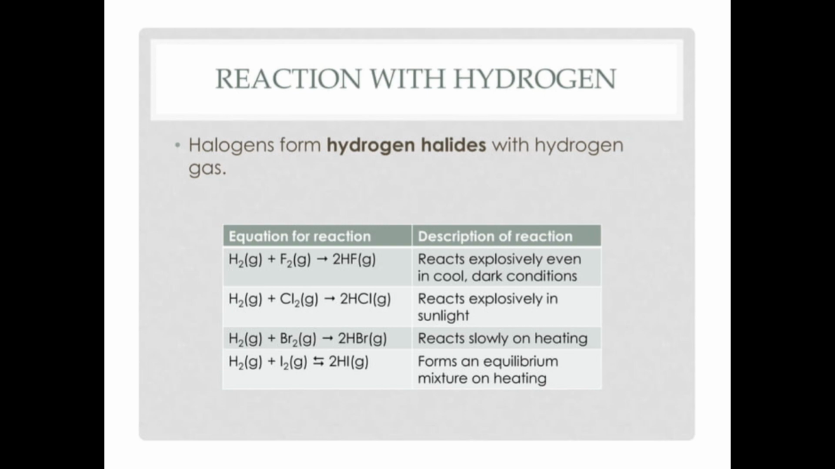Hydrogen and fluorine react explosively in cool, dark conditions. With chlorine, it reacts explosively in sunlight. Bromine reacts slowly on heating, while iodine forms an equilibrium mixture on heating. Please study the reaction of hydrogen with halogens very well, and we should be able to describe this reaction.